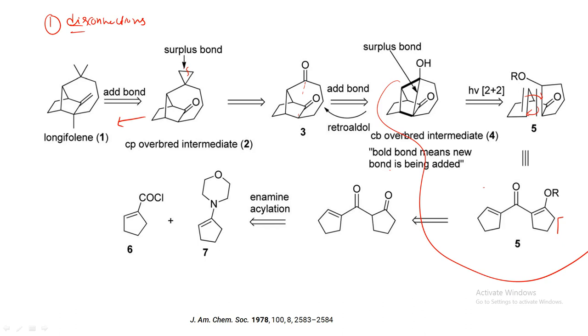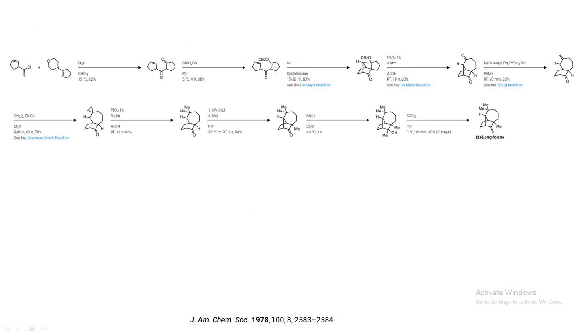So this is disconnection of this here. So let's see the forward steps. So one acid chloride over here, and one this type of nucleophile is there. Both can be easily prepared or commercially available also. So in this particular triethylamine condition, this attack is happening, chloride is removing.